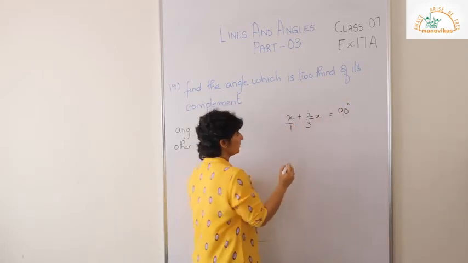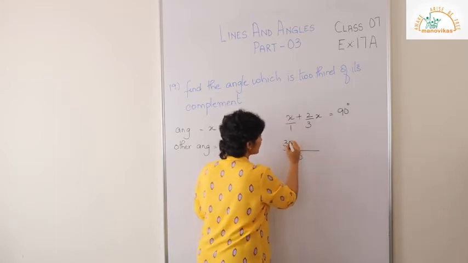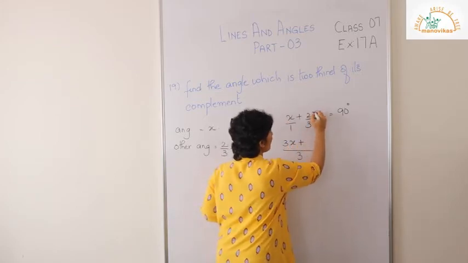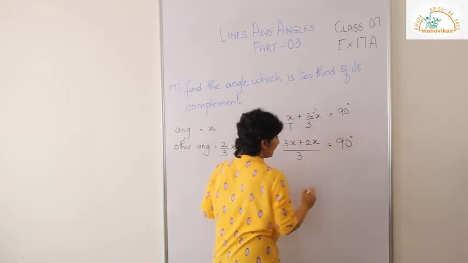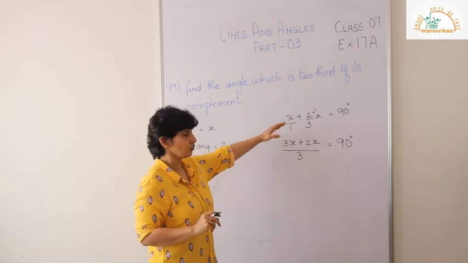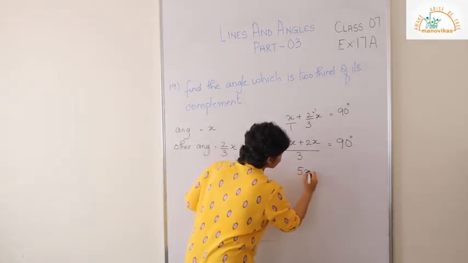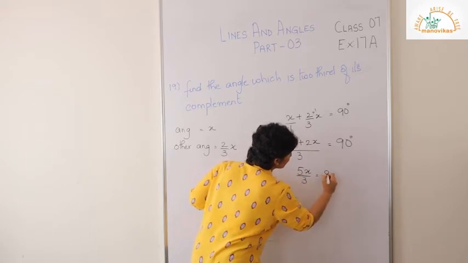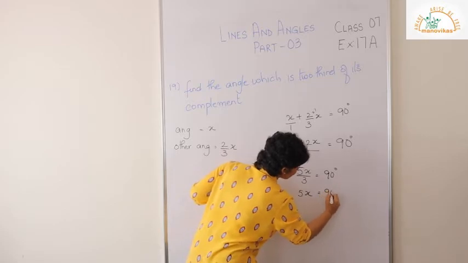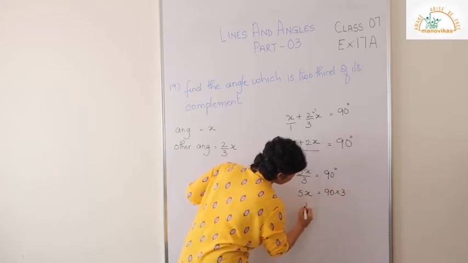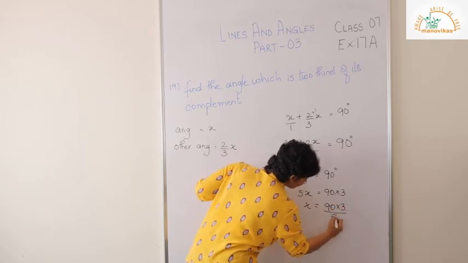Let's find the common denominator. That will be 3. 1 goes 3 times. So 3x plus 2x, which is equal to 90 degrees. Correct? You already know your linear equations. So 3 plus 2 is 5x upon 3 is equal to 90 degrees. 5x is equal to 90 multiplied by 3. x is equal to 90 into 3 upon 5.